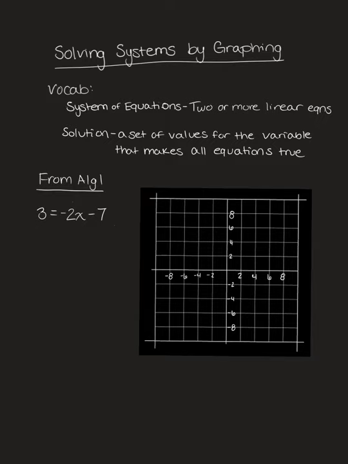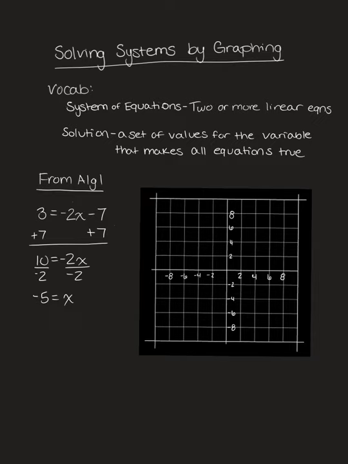So if you remember from Algebra 1, you were given an equation like this one, so 3 equals negative 2x minus 7, and you were told to solve. Well, you would do some inverse operations here, and you would get a solution, where x is equal to negative 5.